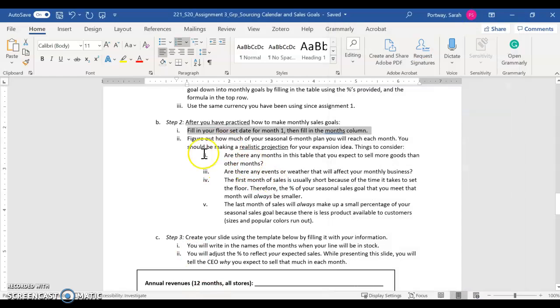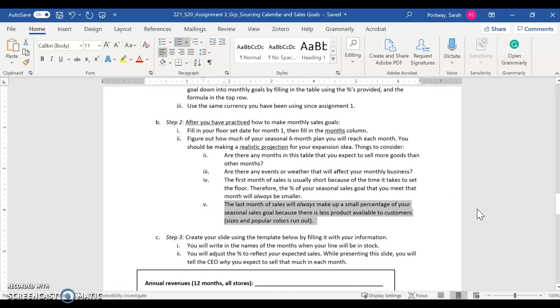So in this slide, you're going to have that floor set date. You're going to figure out what your reasonable 6-month sales expectation should be, making a realistic projection for your expansion idea. Think about, are there any months in this table that might sell more than other months? Are there any events that would affect your monthly business? The first month of sales is usually short because it takes time to set the floor. So your percentage of sales should be smaller in that month. And the last month is always smaller too because everything is sold out, right?